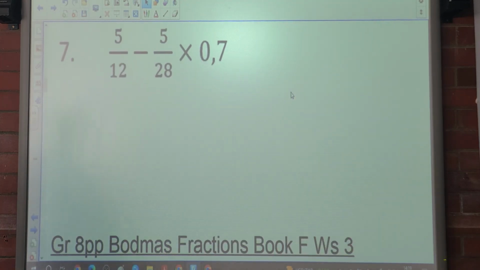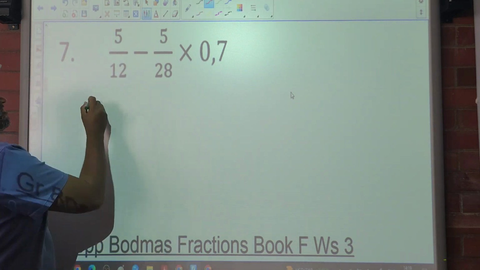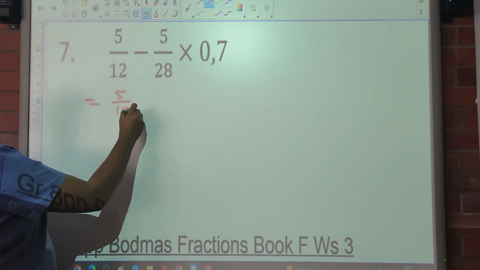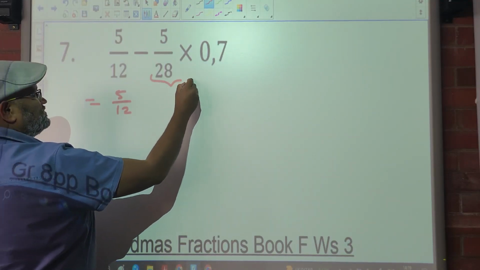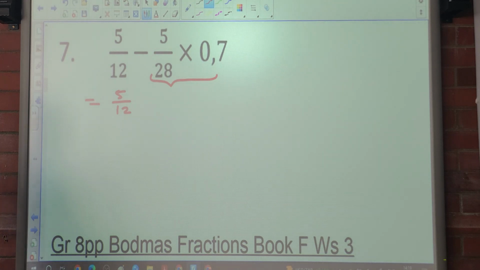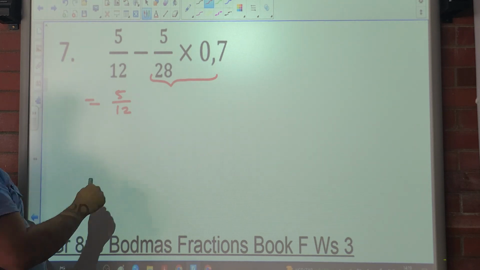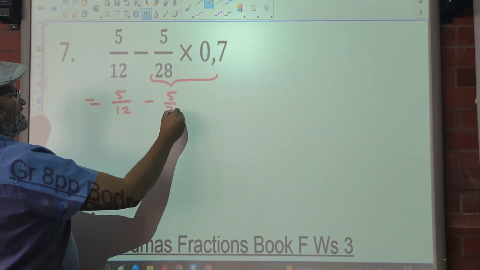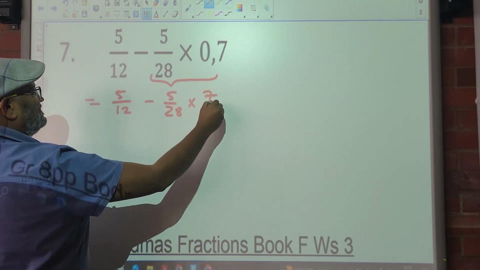So we've got 5 twelfths minus 5 over 28 multiplied by 0.7. So what needs to be done first here? Let's do the multiplication, not so? Yes, sir. But we're going to change the decimal to a fraction. So it's minus 5 over 28 multiplied by 7 over 10.